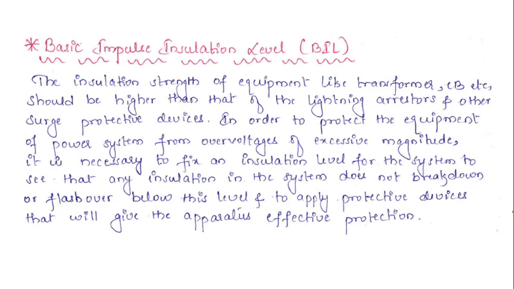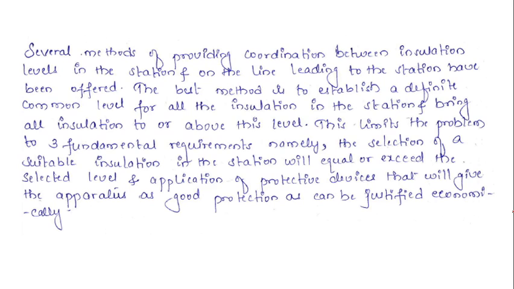Then the last concept we have is the basic impulse insulation level. The insulation strength of equipment like a transformer or circuit breaker, as I have already mentioned, should be higher than that of lightning arresters and other surge protective devices. In order to protect the equipment of a power system from overvoltages of excessive magnitude, it is necessary to fix an insulation level for the system so that no insulation in the system breaks down or flashes over below this level, and to apply protective devices that will give the apparatus effective protection.